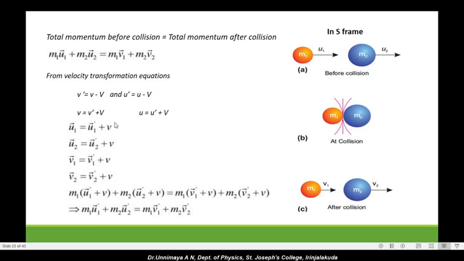So now we are going to substitute these velocity transformation relations in this equation. That is, u1 is replaced with u1 prime plus V, u2 is replaced with u2 prime plus V, v1 with v1 prime plus V, and v2 with v2 prime plus V. Then this equation becomes m1 into (u1 prime plus V) plus m2 into (u2 prime plus V) equal to m1 into (v1 prime plus V) plus m2 into (v2 prime plus V).